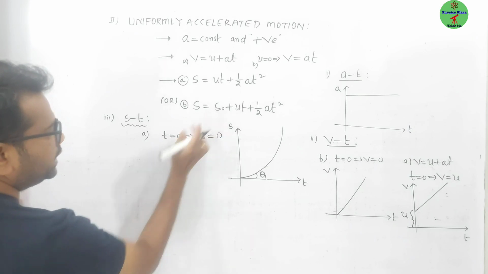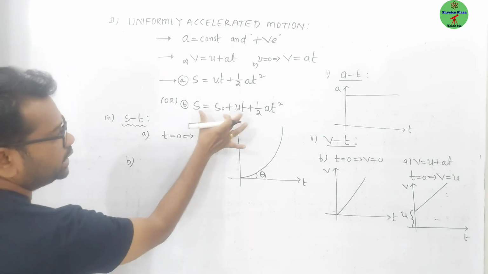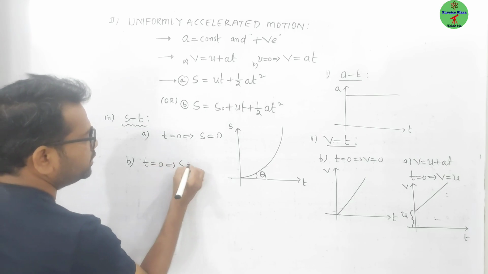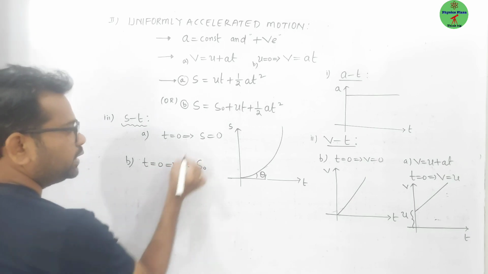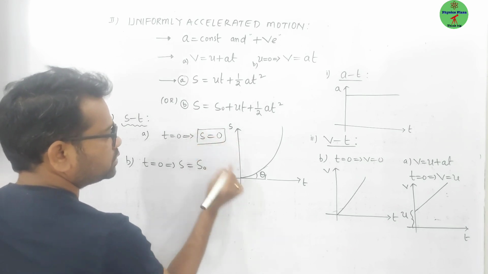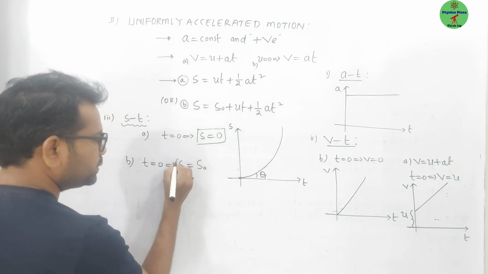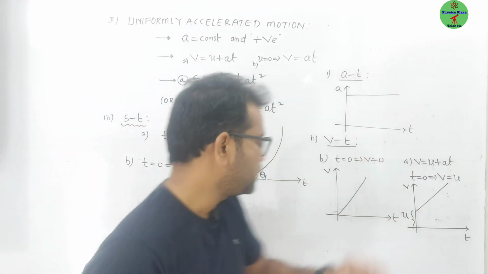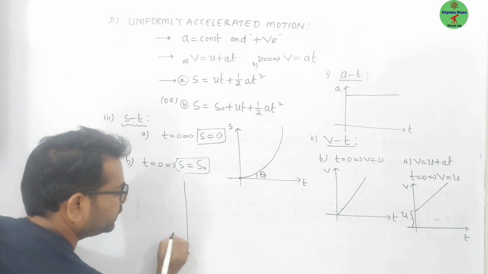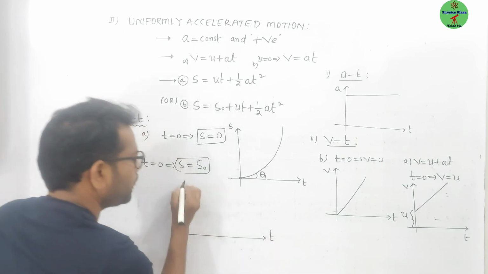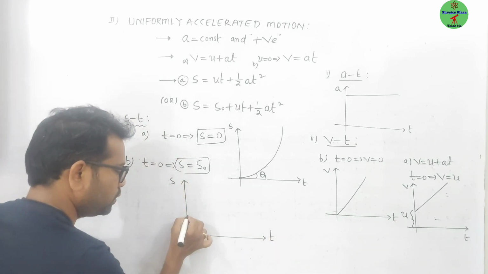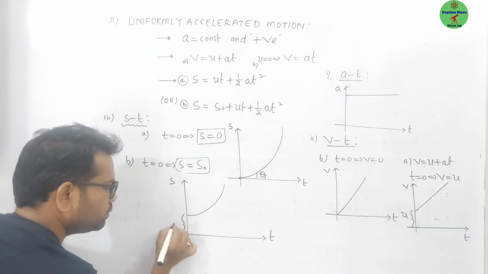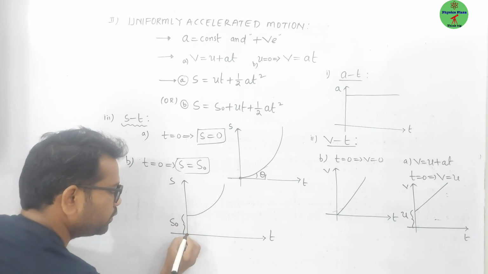Now let us see this B relation. In the B relation, children, if you put T is equal to 0, then displacement has some value. In A the displacement is 0, that's why it starts from the origin. Here displacement has some value, so that particular parabola won't start from the origin. Then we get a graph like this, with time and displacement axes. So there is some displacement value at the start.